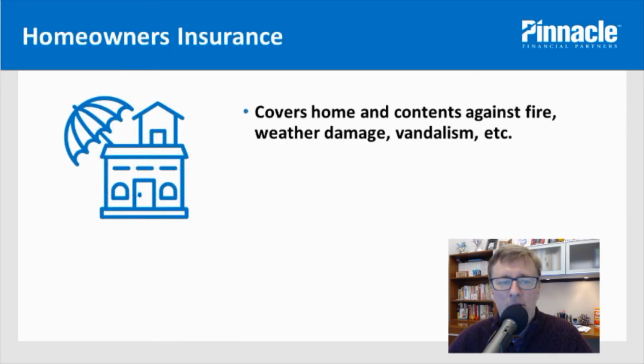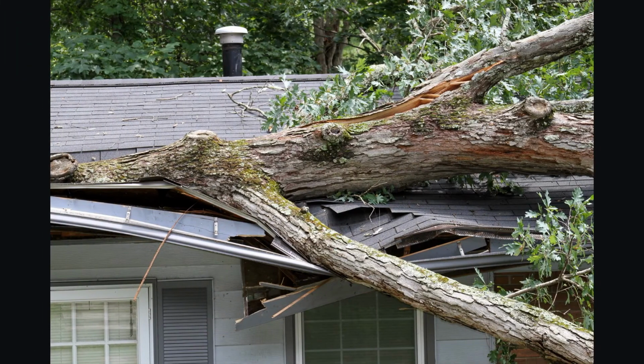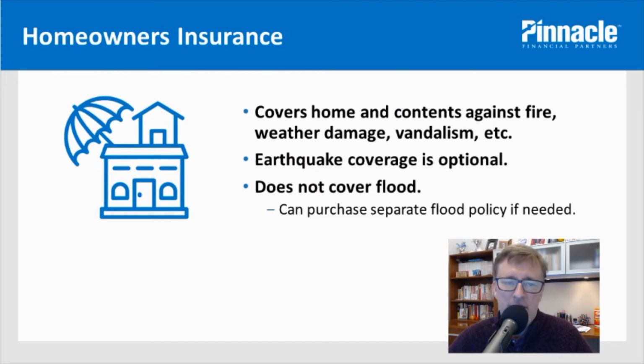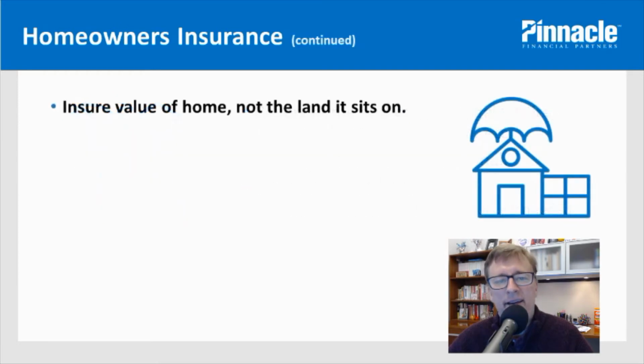If you are a homeowner, then you are probably familiar with homeowners insurance. A typical homeowners insurance policy covers home and contents against fire, weather damage, vandalism, and things of that nature. Earthquake coverage is optional, and it does not cover flood. However, a separate flood insurance policy can be purchased if it's needed. Most county tax cards and appraisals reflect a value that includes the land your home sits on, but you only need coverage in an amount that will cover the total replacement cost of the actual house.